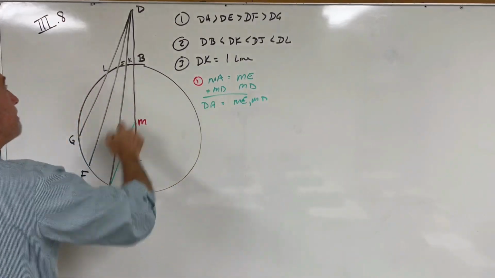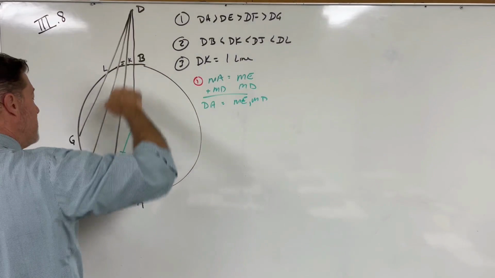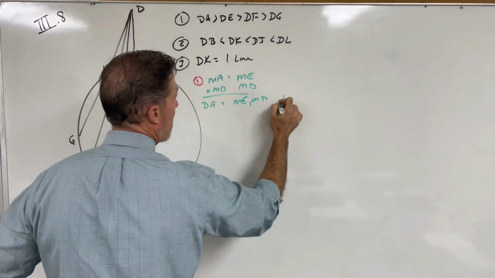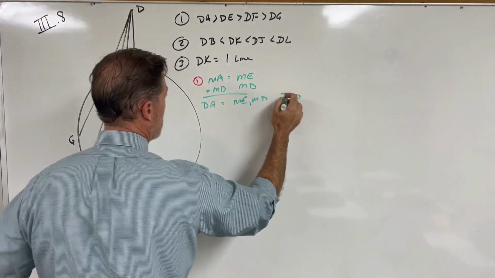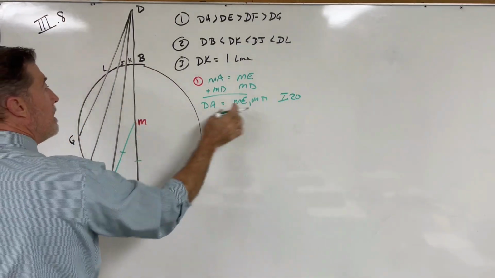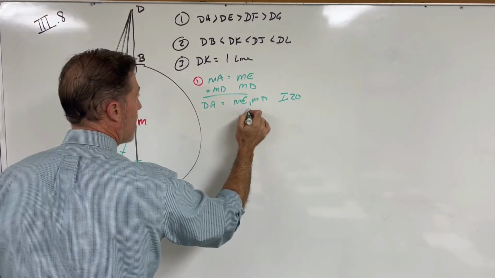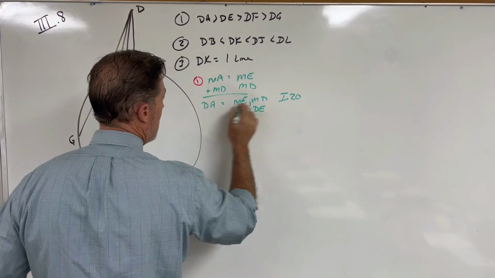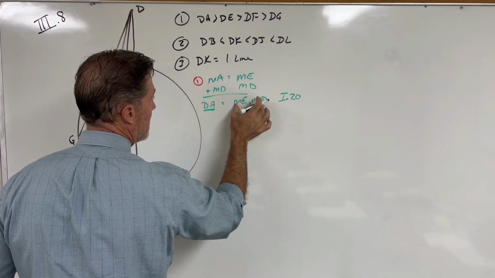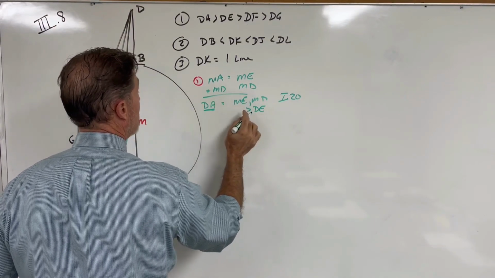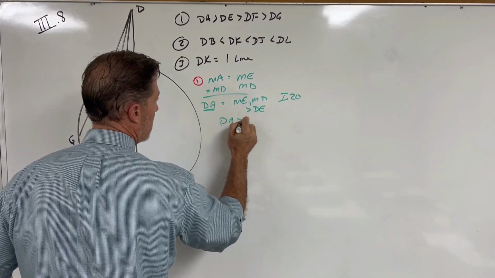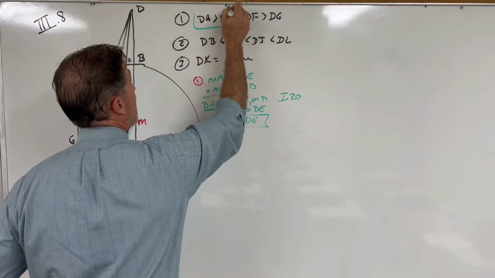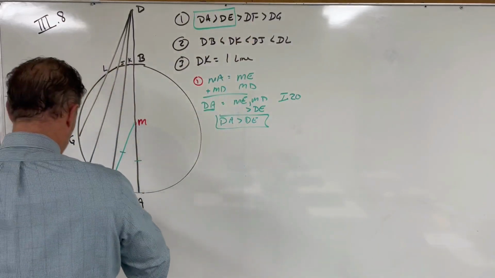But ME and MD are simply the two legs of this triangle DEM. And we know that any two legs are greater than the third leg, according to Book 1, Prop 20. So EM and MD have to be greater than DE. But if DA is equal to these, then DA is likewise greater than DE. So DA is greater than DE. And that's the first thing that we prove.